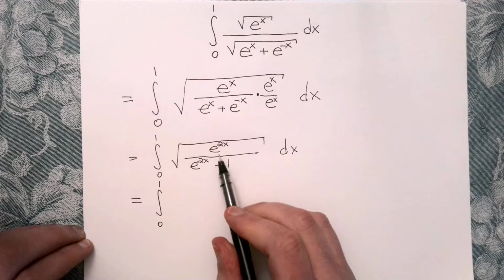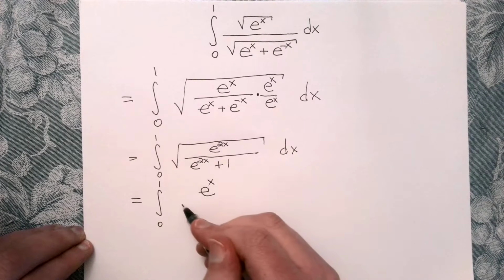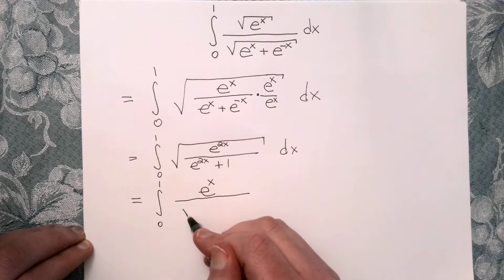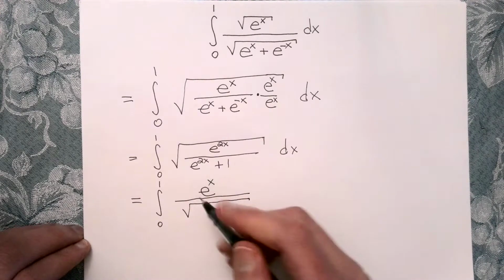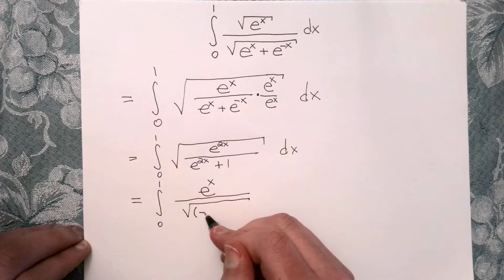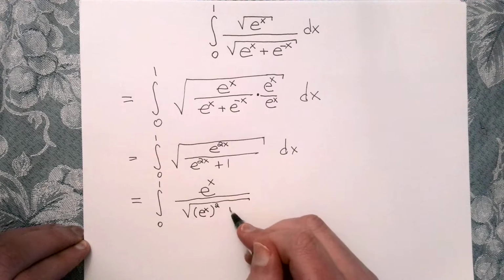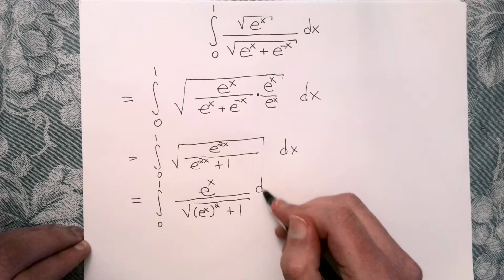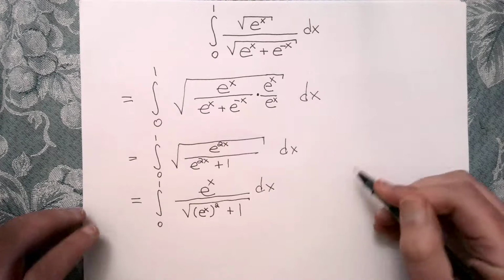So this will be the square root of e to the 2x, which is just e to the x. And then down here, it looks like we can write this e to the 2x as e to the x squared. That seems just fine. Plus 1. And then dx. Okay, so everything seems pretty good so far, and it looks like we have a nice substitution.